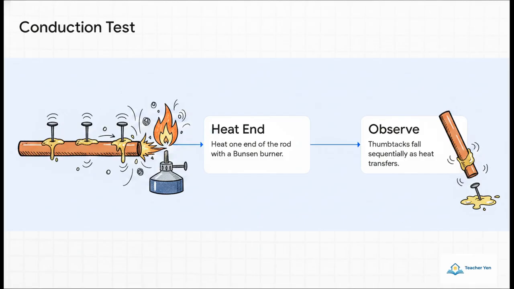What happens next? Well, the particles right at the heated end get energized. They start vibrating wildly and smashing into their neighbors. These physical collisions pass the heat energy right down the line of the solid copper rod, melting the wax in order and dropping the thumbtacks one by one by one. So, solid medium plus physical particle collisions equals conduction.